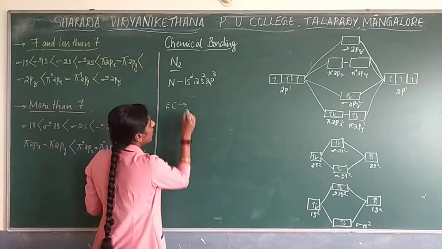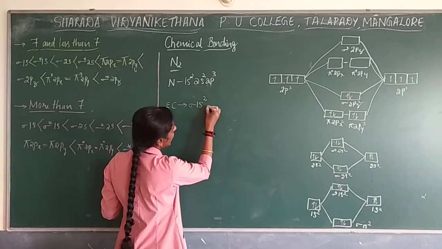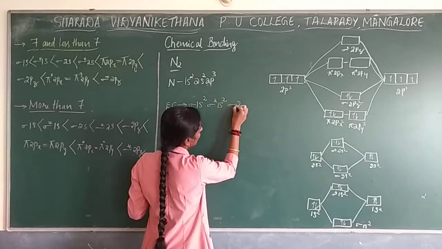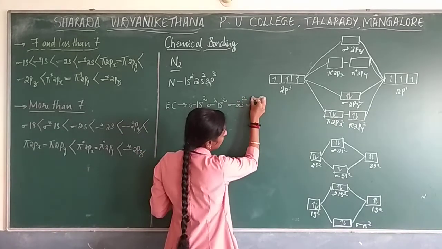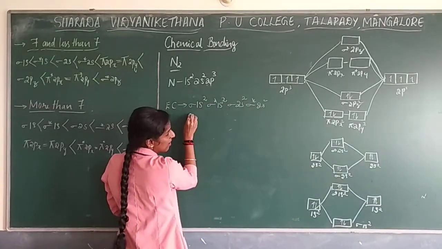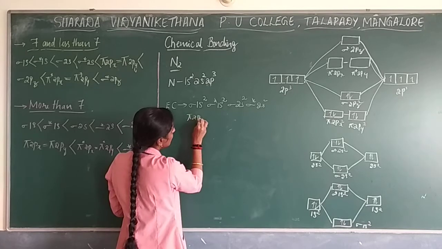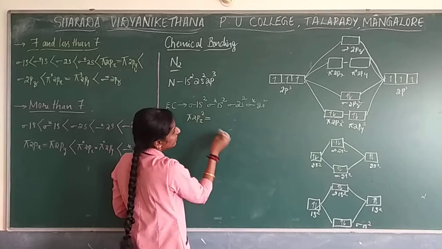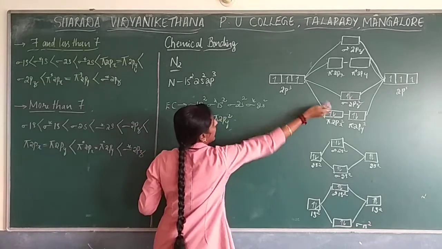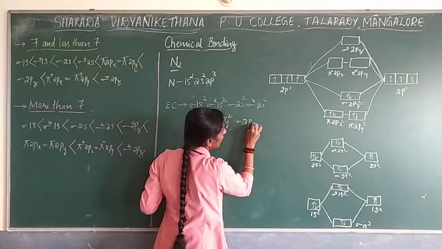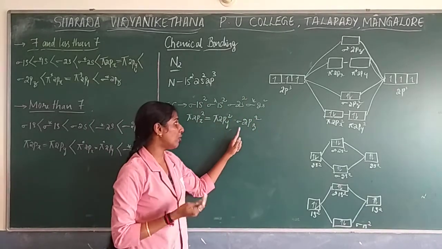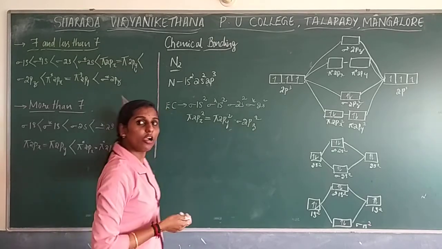So write the electronic configuration based on that. First you write from the bottom: sigma 1s2, next sigma star 1s2, the next one is sigma 2s2, and the next one is sigma star 2s2. In this way you have to go. The next one is pi 2px2, which has equal energy with pi 2py2, and the next one is sigma 2pz2. If you consider this, obviously this one will have more energy.